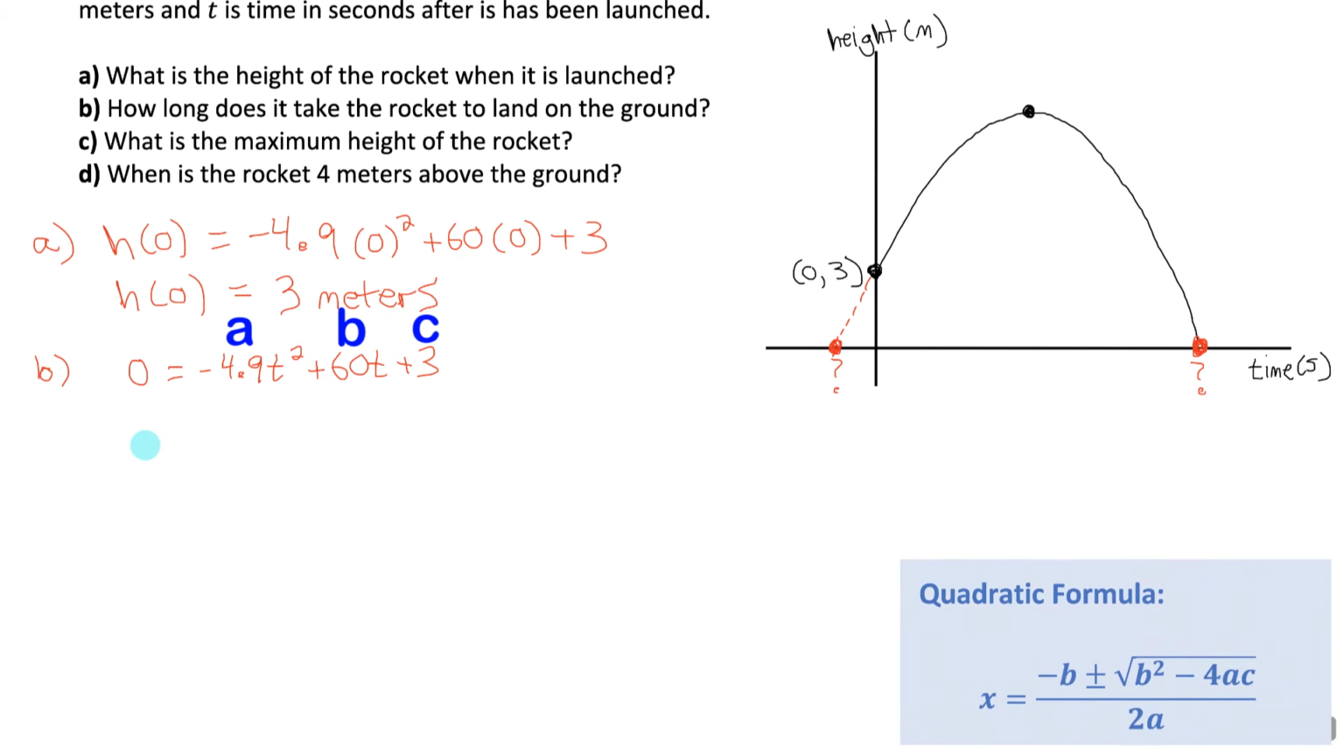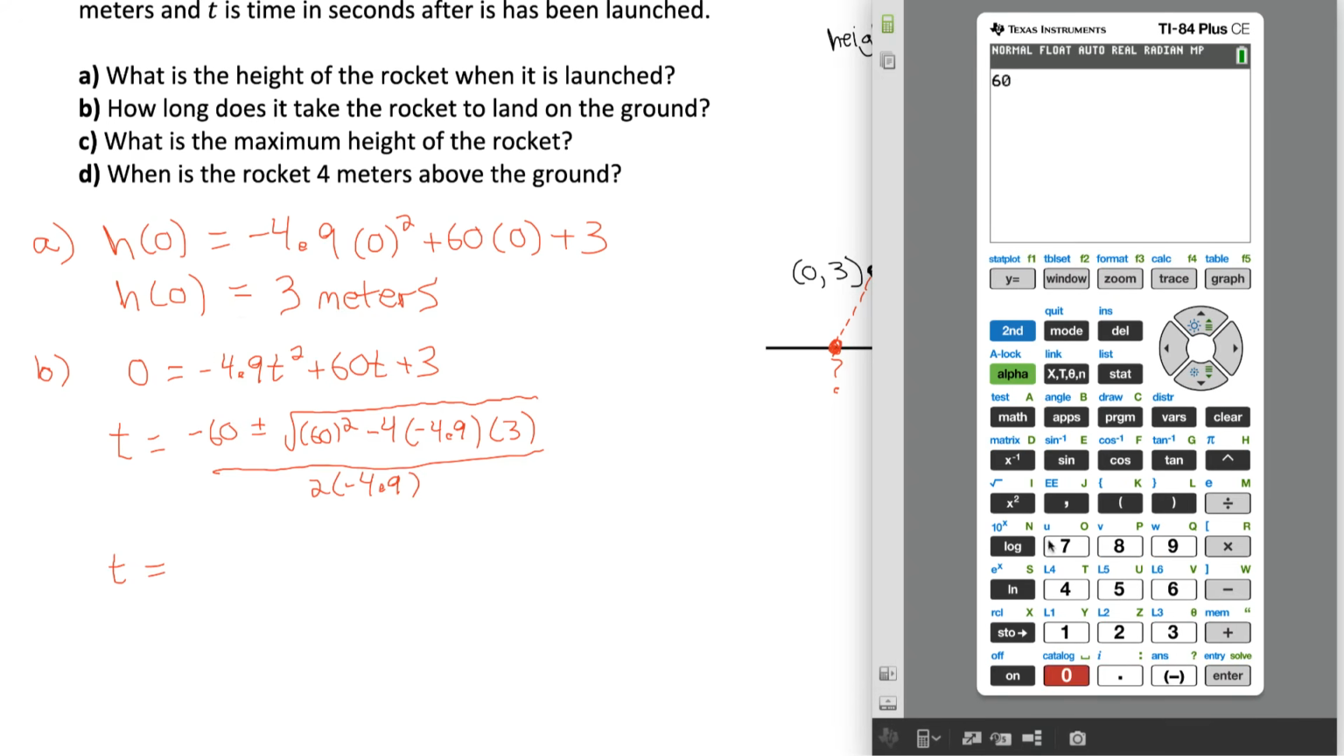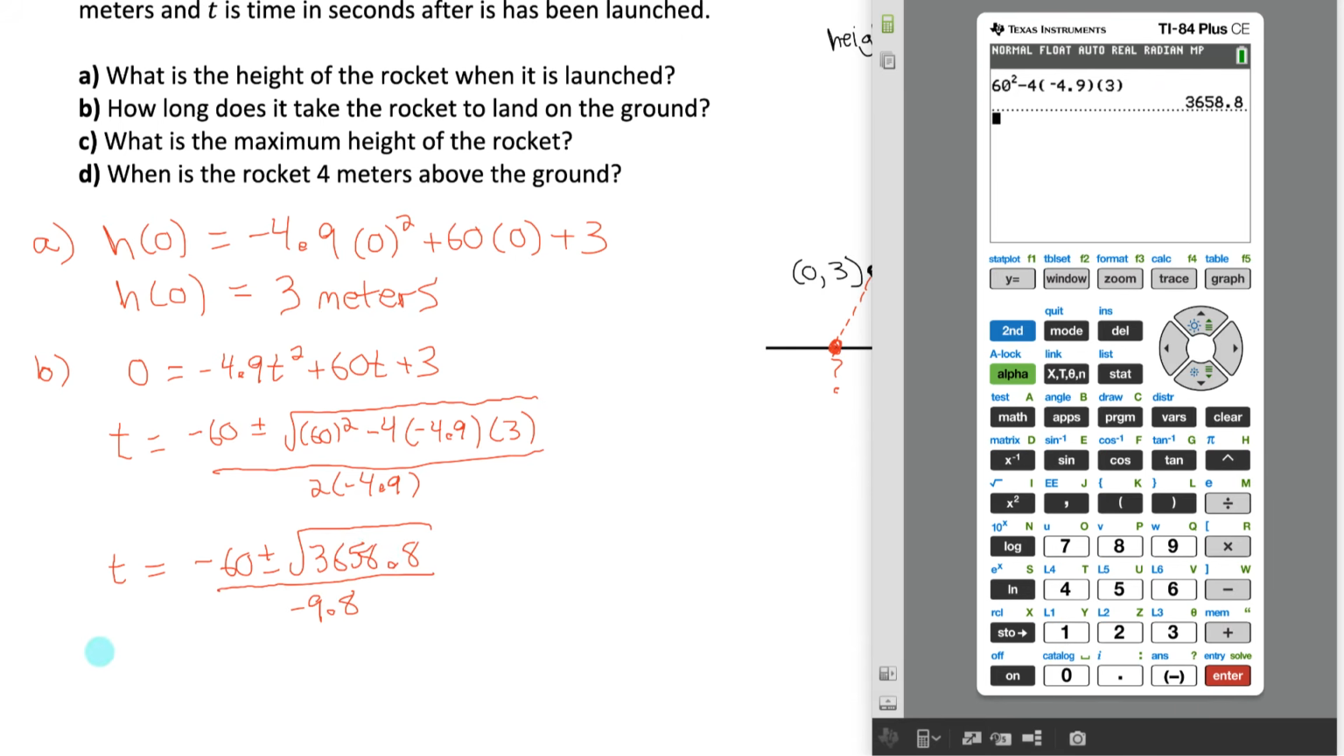that tells me I can solve for the independent variable, in this case t, by doing negative b, so negative 60, plus or minus the square root of b squared, so 60 squared, minus 4 times a, which is negative 4.9, times c, which is 3, all over 2 times a, so 2 times negative 4.9. And then when we're evaluating this, we should simplify under the square root first, and that gives me the square root of 3,658.8. And now I can split this into my 2 possible answers.